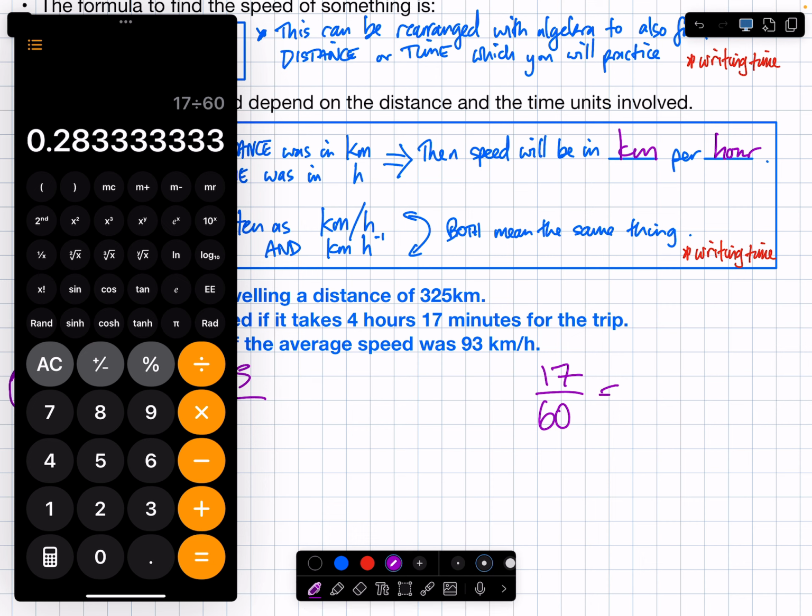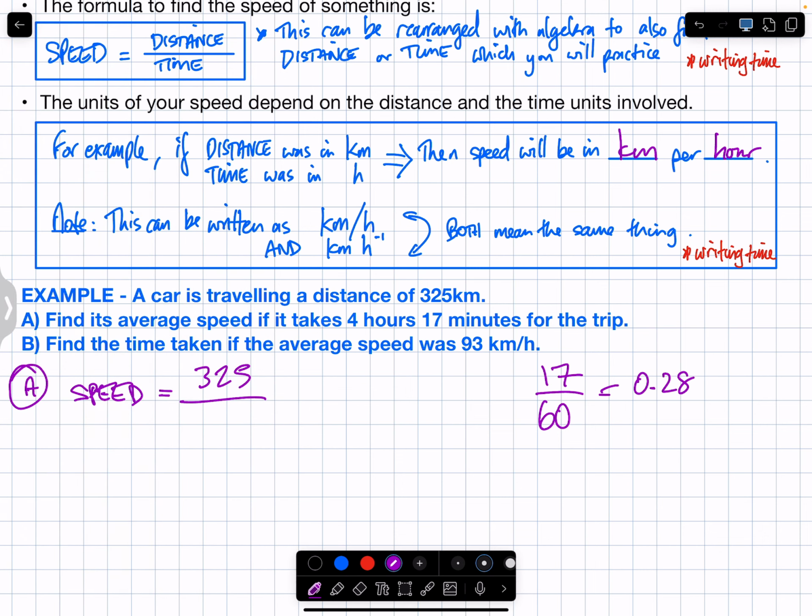So you'd go 17 over 60, which is 0.28. So my actual time that I'm going to put on the bottom is 4 hours, 0.28, because I converted the 17 minutes into a fraction of an hour. Do you agree that 17 minutes is about a quarter of an hour? Slightly longer? Is 0.28 slightly more than a quarter?